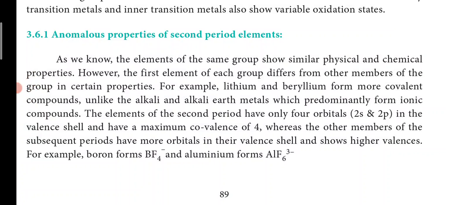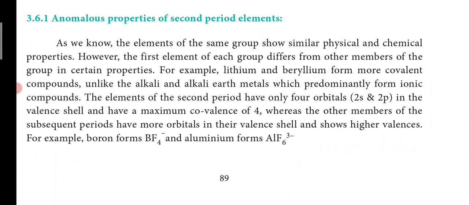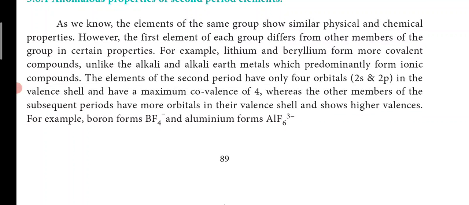For example, lithium and beryllium form more covalent compounds, unlike the other alkali and alkaline earth metals which predominantly form ionic compounds. So while the other alkali and alkaline earth metals form ionic compounds, only the first elements of those groups form covalent compounds. That is the deviation from the other elements of that group. And the elements of the second period have only 4 orbitals, 2s and 2p, in the valence shell, and have a maximum covalence of 4. So there are only 4 orbitals, maximum covalence 4. The other elements show higher valency.